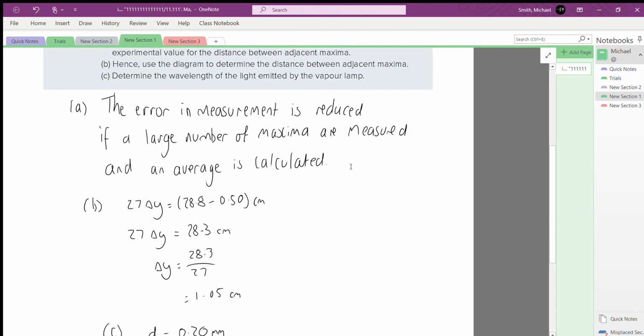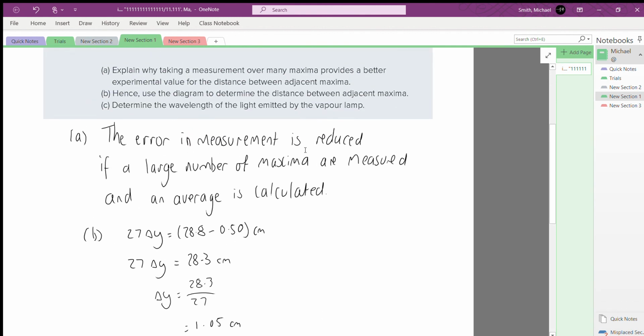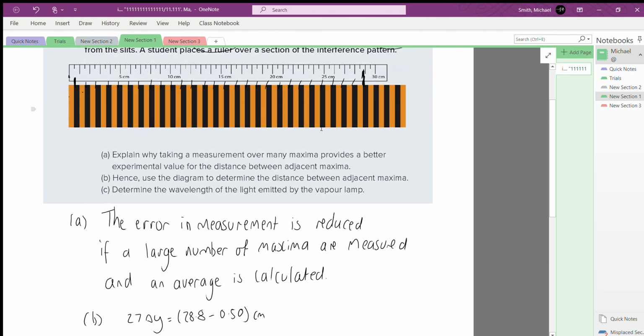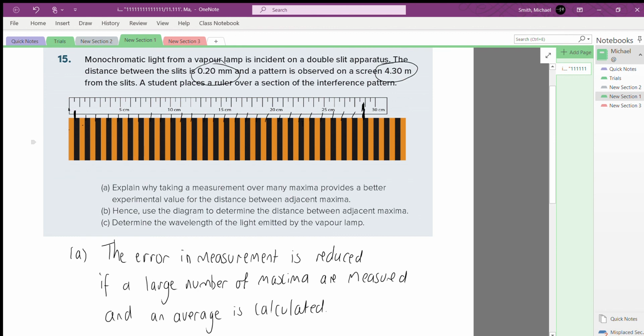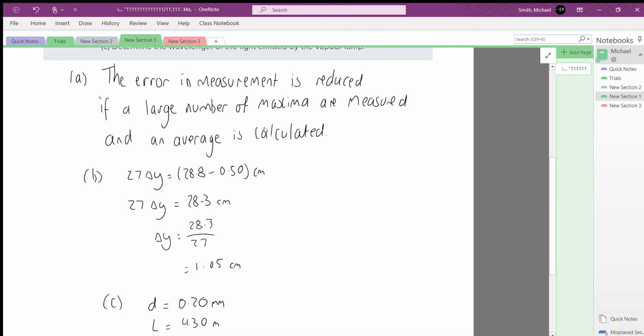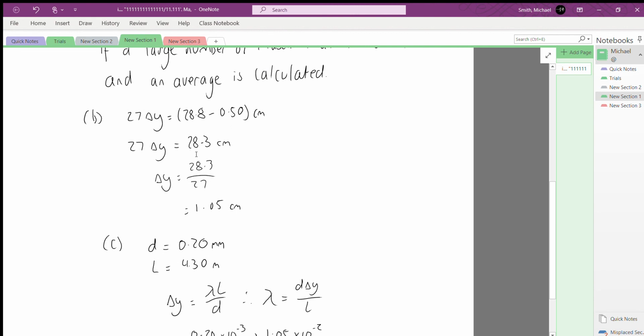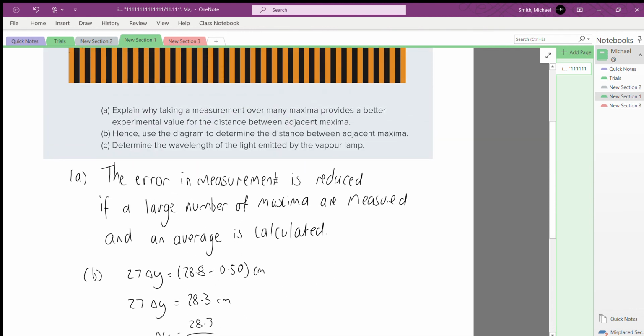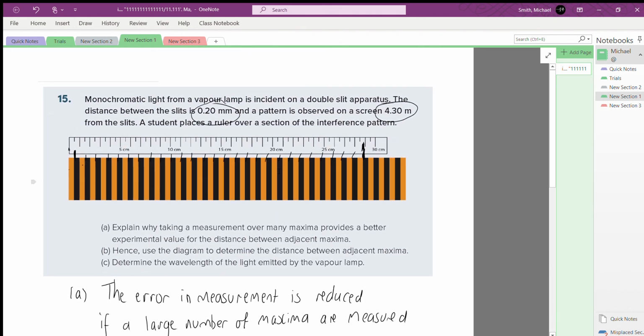The hardest bit in this question, that explanation is pretty hard for A. B can be a bit tedious going through and counting all of those. This is probably more than you're likely to see in a test or exam or anything like that, so that's fine. But the actual skill is not too bad, and this calculation is just a simple rearrangement and substitution. There's not a whole lot to it. So overall, that was a fairly straightforward question.